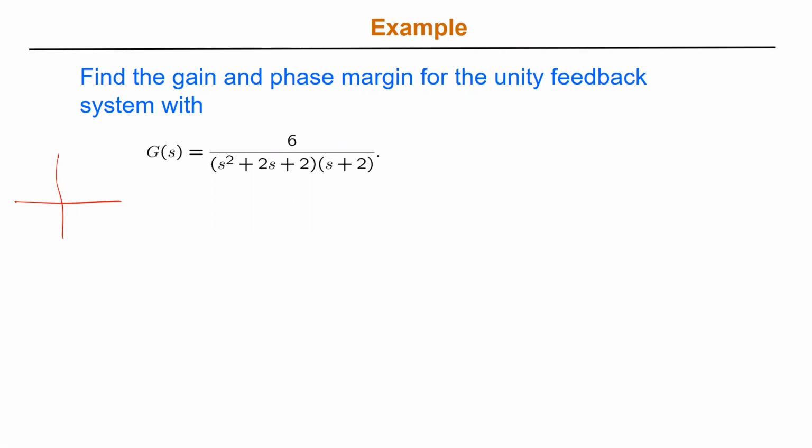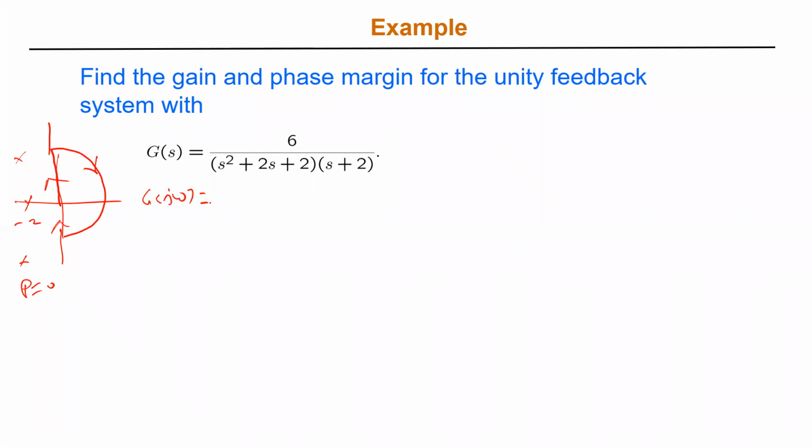I have 3 poles. This is at -2, and I will have this complex pair somewhere in here. So if I take my Nyquist contour along this line, N equal to 0, P equal to 0. And then we go to the G of S plane.